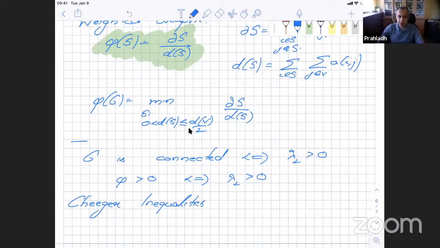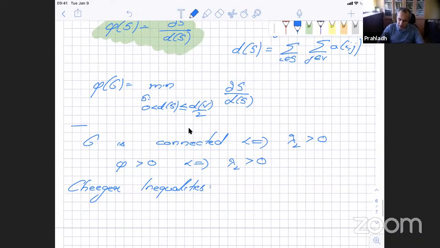This is a robust strengthening of this. It says that I give you phi of g. If phi of g is small, so is lambda 2. If phi of g is large, so is lambda 2. That is, if this is small, that is small. If that is small, that is large, this is large. So it's a quantitative strengthening of this.